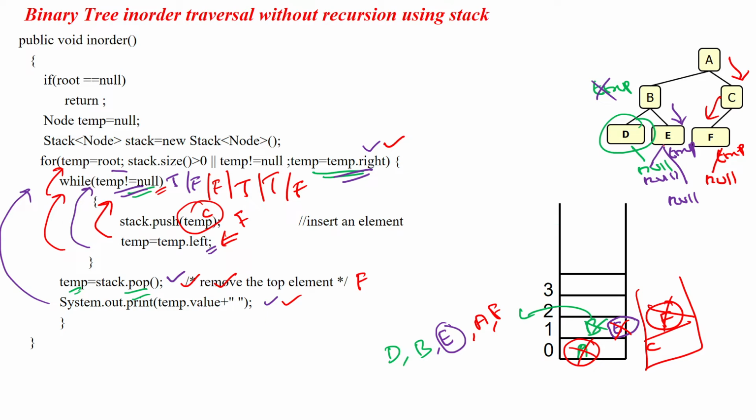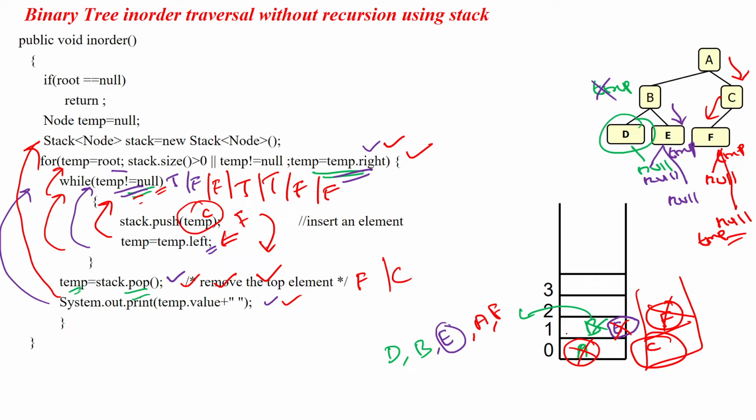Then now f becomes temporary. Then again going back to the for loop. So in the for loop, temporary equal to temporary dot right, so temporary dot right equal to null. So temporary is null now, which is false. Then it is coming out of the while loop. Then temporary equal to stack dot pop, so popping c, so that becomes temporary now. So c is the temporary, so printing the c value.